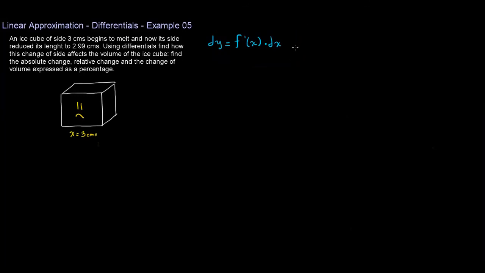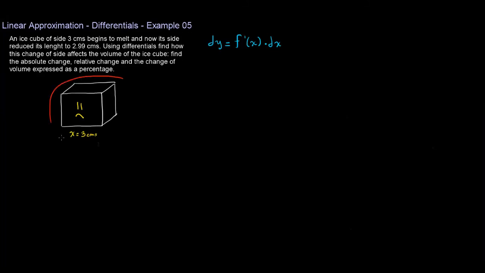An ice cube of side 3 centimeters begins to melt, and now each side reduces length to 2.99 centimeters. Using differentials, find how this change of side affects the volume of the ice cube. Find the absolute change, relative change, and the change of volume expressed as a percentage.